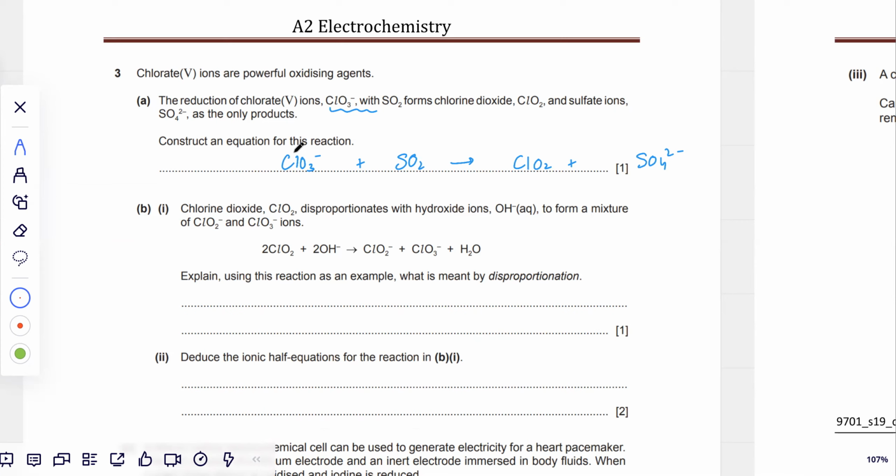-1. I mean, that's ClO3. Can anyone calculate what's the charge on Cl? +5. He gets +5.